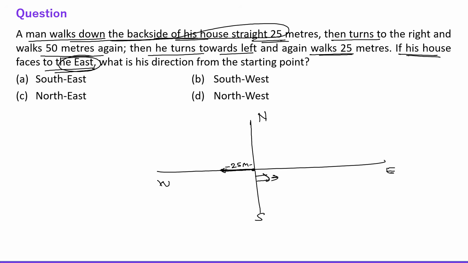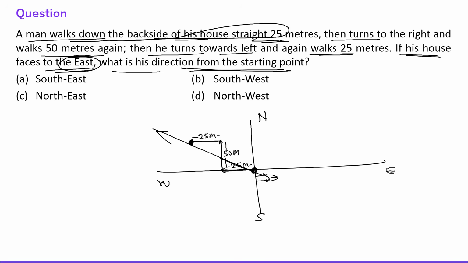From here he turns right and walks 50 meters. So this is 50 meters. And then he turns left and walks 25 meters. Okay, if his house faces to the east, okay, fine. What is his direction from the starting point? Everyone, this was the starting point and this is his final position.